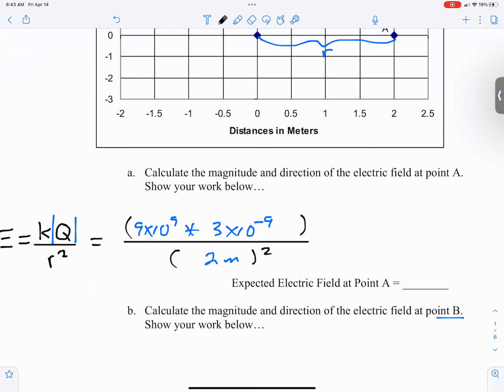We will get a result for electric field magnitude at point A of about 6.75 newtons per coulomb. Again, please practice until you're able to. Most students will get this wrong because they forget to square the distance to that point.